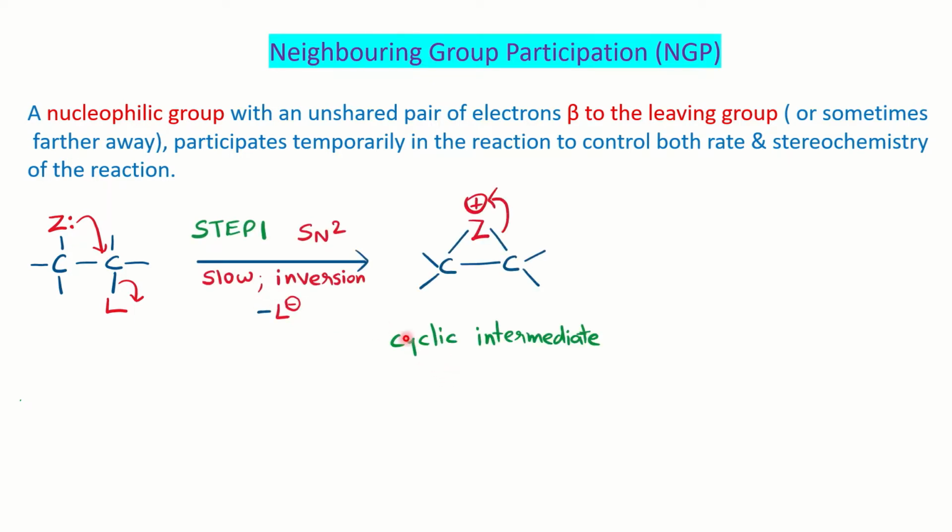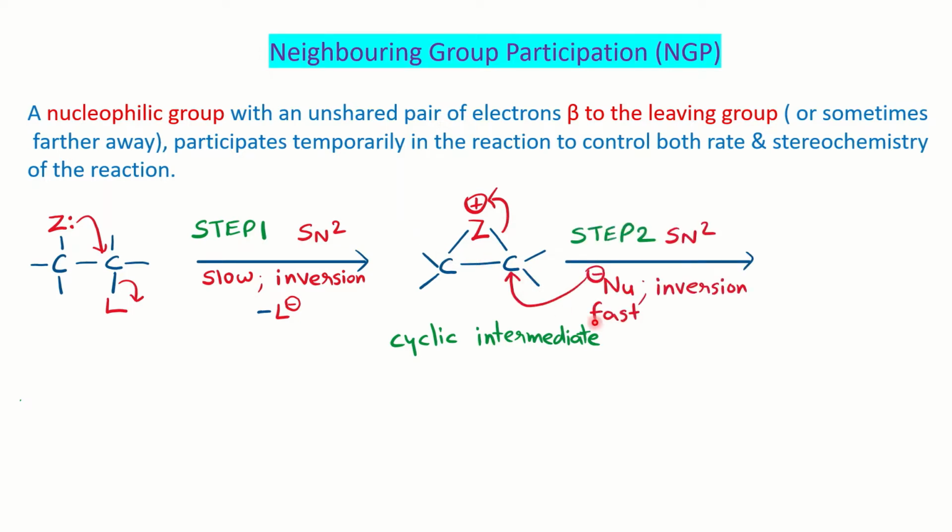cyclic intermediate. So what is the mechanism? Since this nucleophilic group is pushing the leaving group from the back side, backside attack is happening, that is the SN2 mechanism. The rate of reaction is slow, and you can notice inversion happens when you have the SN2 mechanism. So, the cyclic intermediate. Now in this you have again two possibilities.